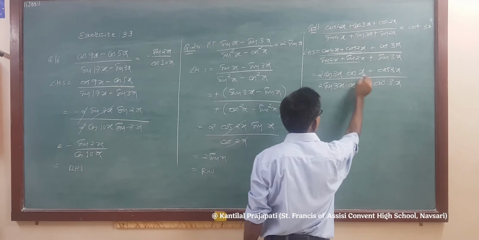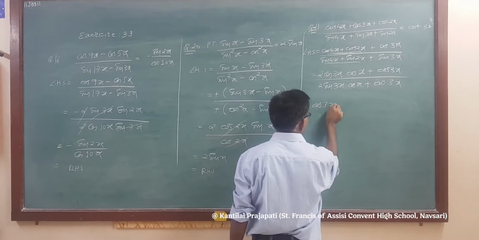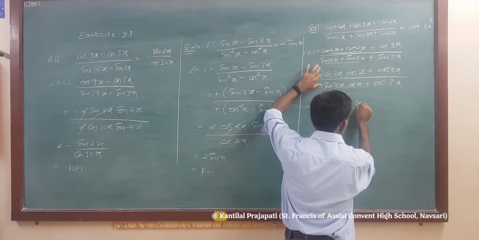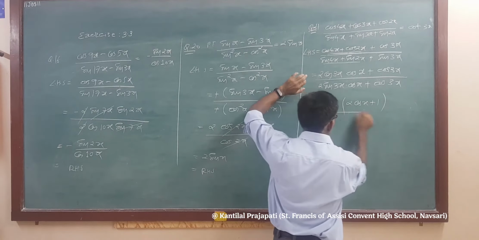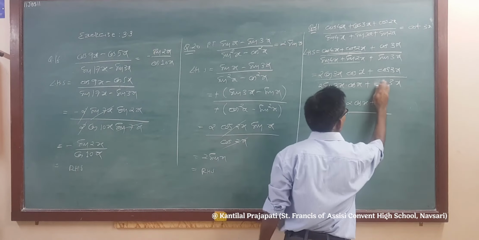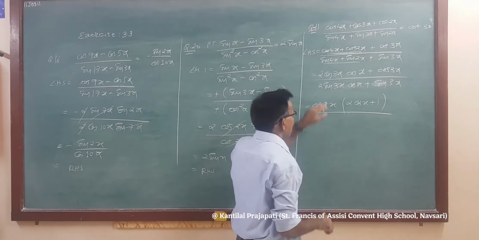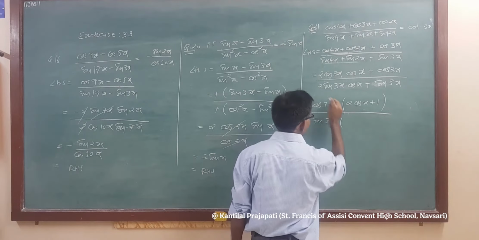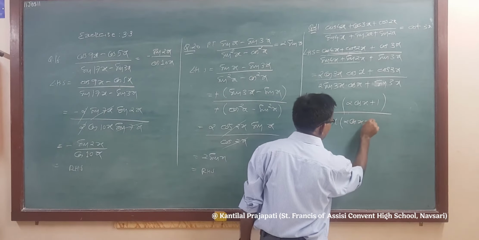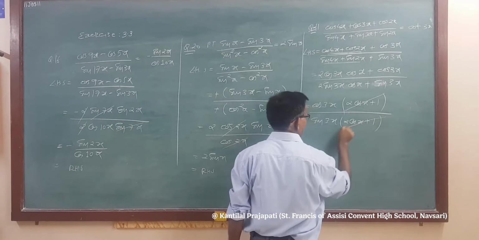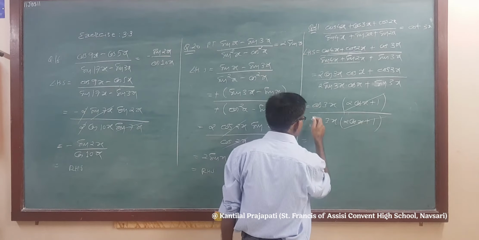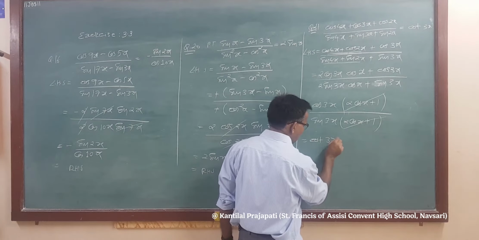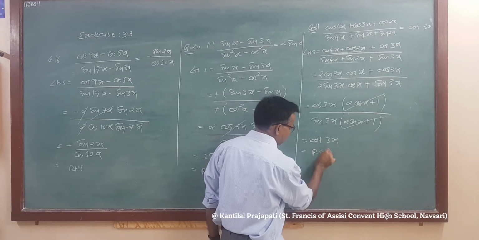So take common cos 3x in the numerator, cos 3x, to get cot 3x. So cos 3x (2 cos x plus 1) whole divided by, similarly here, sin 3x is common. What will remain? 2 cos x plus 1. You see the same bracket you get in numerator and denominator cancels. And the required ratio is cos upon sin, and that is nothing but cot 3x, which is equal to RHS.